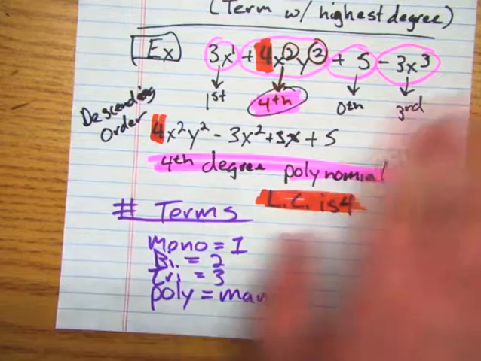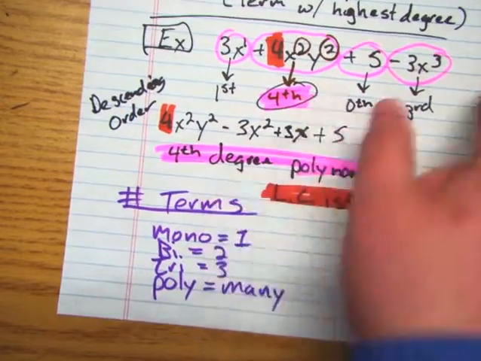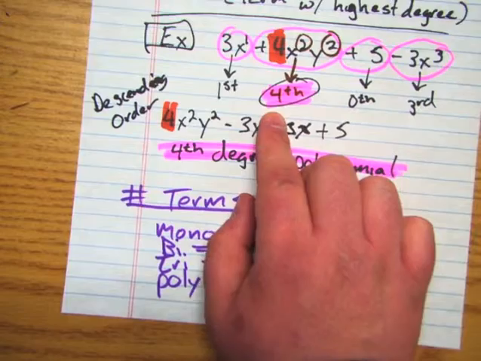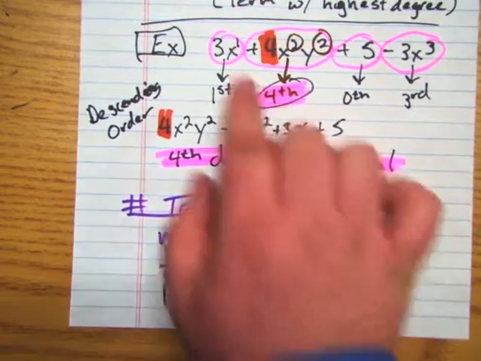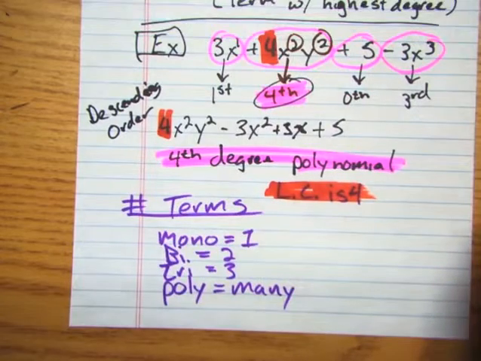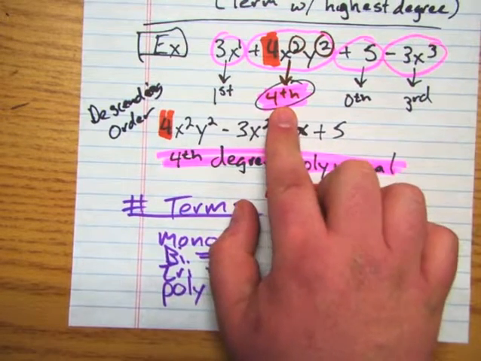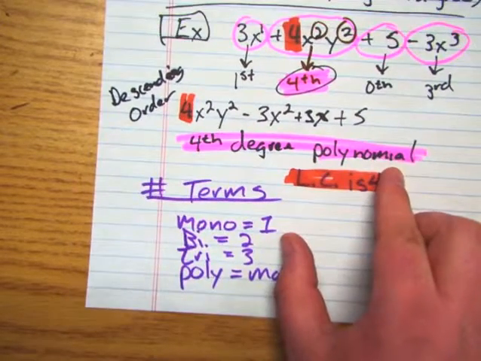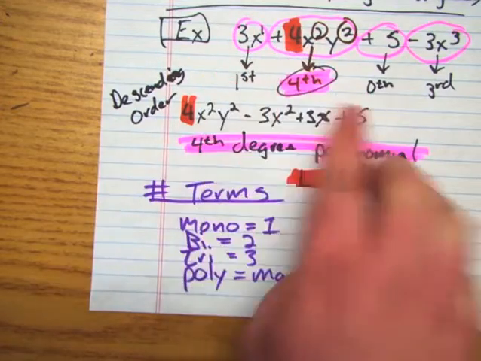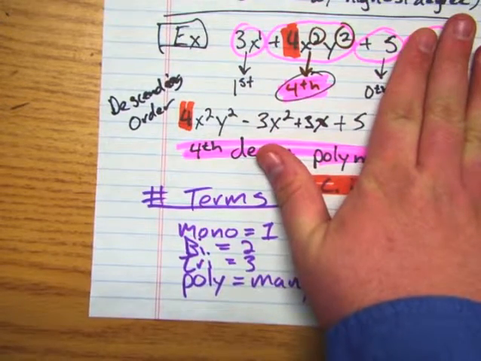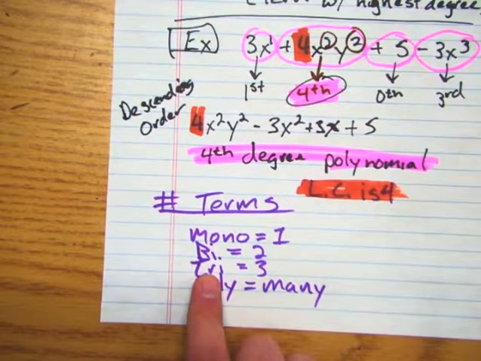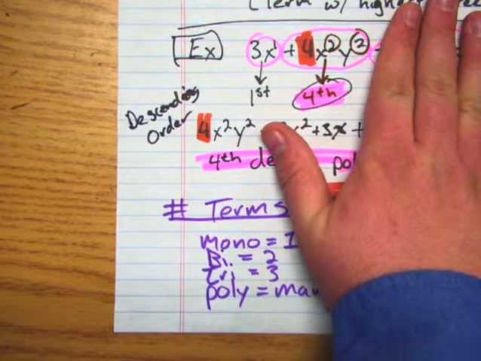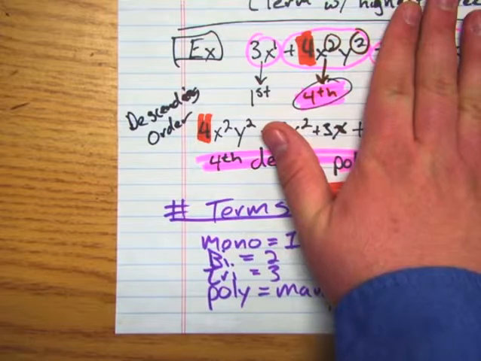All right. So now, to determine the degree of the overall thing, we only look at the biggest one. So if I were to say to you, what is the degree of this whole polynomial? You look at the highest one, which is fourth, and you would say the whole thing is a fourth degree polynomial. Now, if I only had 3 terms, in other words, let's say I didn't have this term, you would say that it is a fourth degree trinomial. If I only had 2 terms, you would say it's a fourth degree binomial. Does that make sense? Okay.